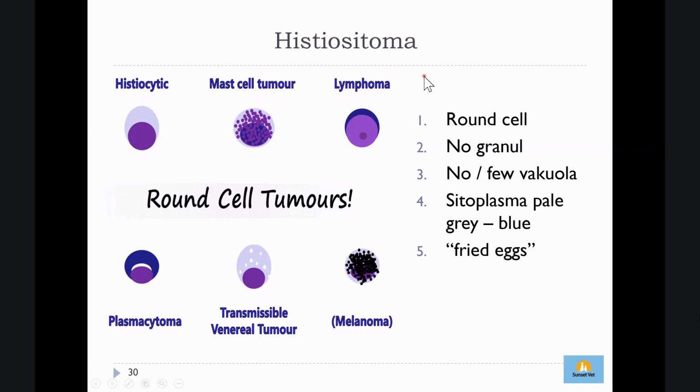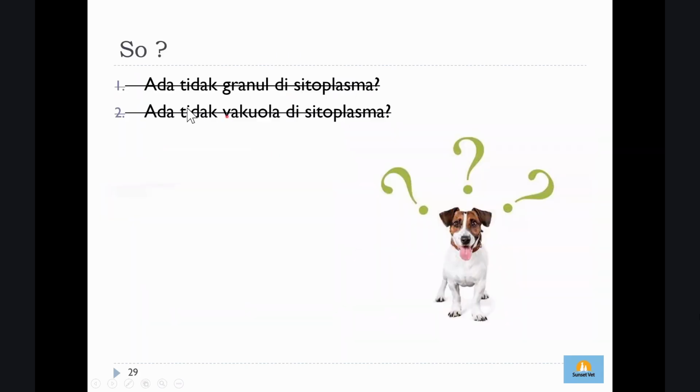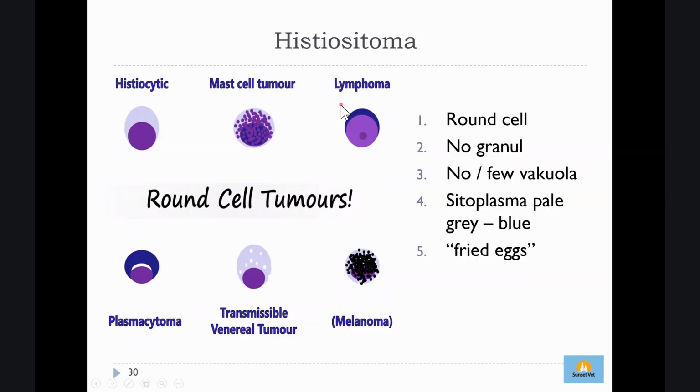Okay, let's say there are no granules and no vacuoles. So what's left? Histiocytoma, because histiocytoma is typically a round cell with no granules and no vacuoles. The cytoplasm here is pale gray. And then you're going to love this cell because it is so beautiful, and it looks like fried eggs.